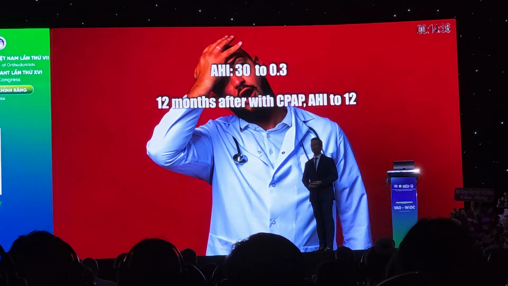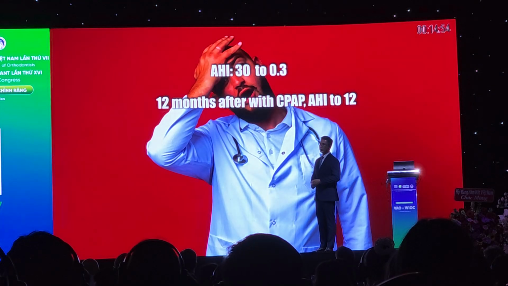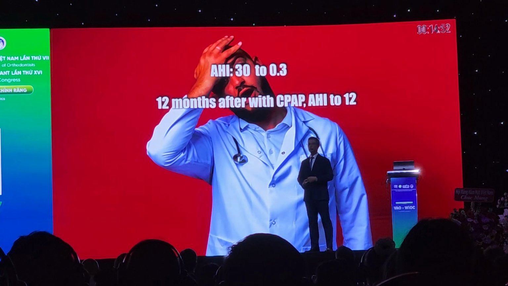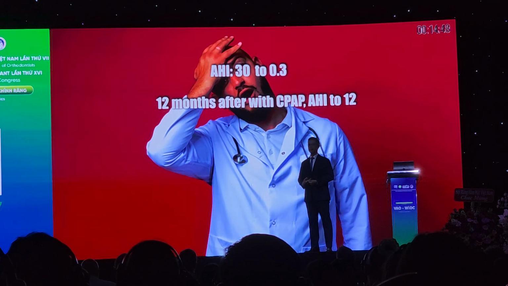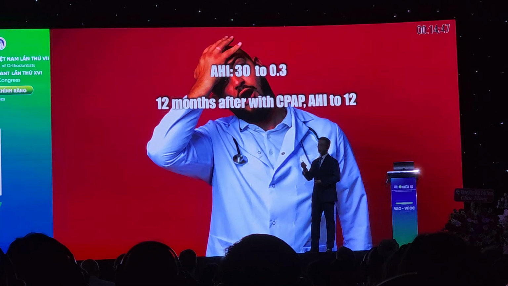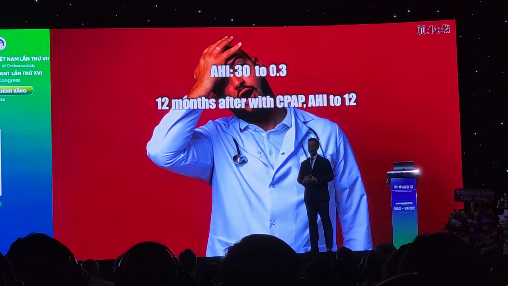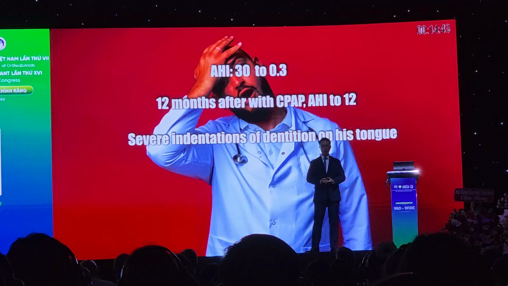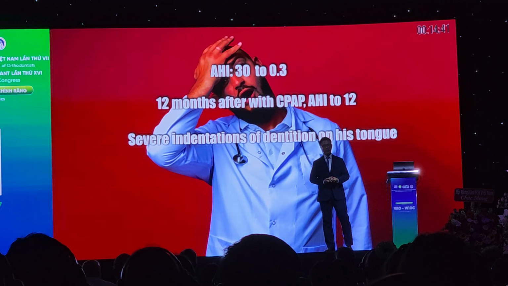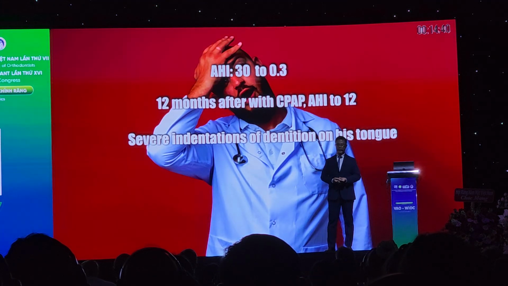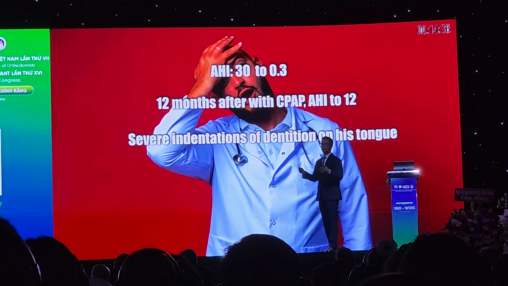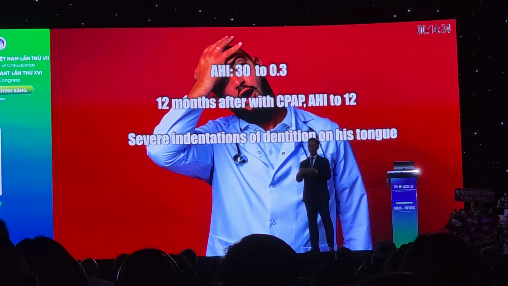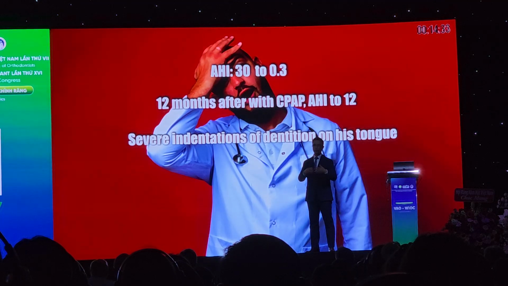So he looks fine, but about 1 year after, he had to use the CPAP again, and all of a sudden, his AHI number increased up to 12. And now he feels some symptoms. When we look at his tongue, we see the severe indentation of the dentition on his tongue, which means his lower arch was maybe just too small, or his tongue is too wide.